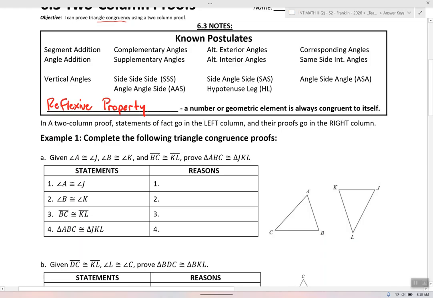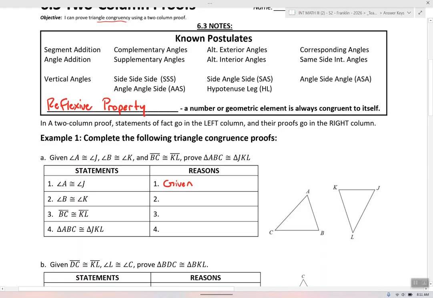So, for example, the first one here says given angle A is congruent to angle J, angle B is congruent to angle K, and segment BC is congruent to segment KL, prove triangle ABC is congruent to triangle JKL. And so some of these statements we are given in the problem, and so we can assume that they are true. So where it says angle A is congruent to angle J, the reason for that is that it is given to us in the problem.